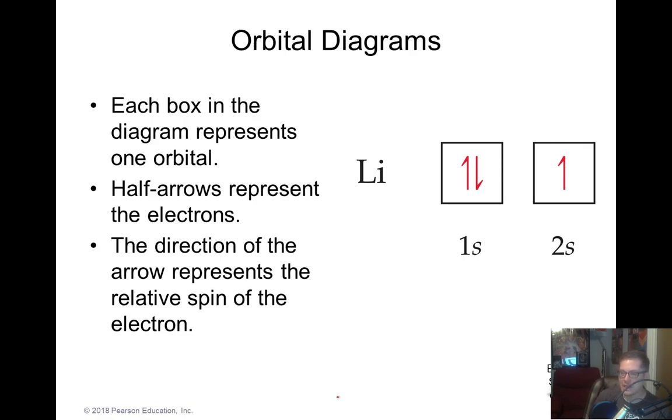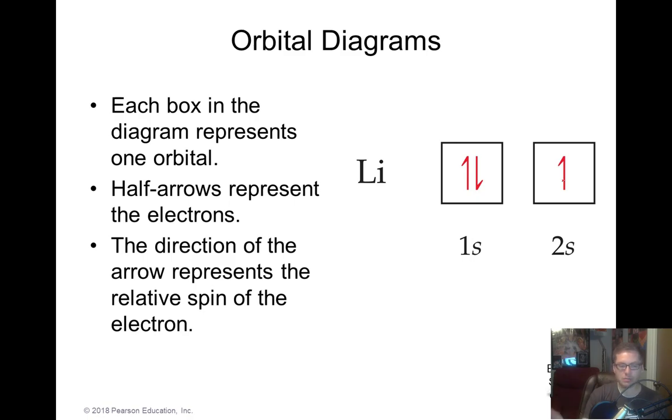All right, so these are called orbital diagrams. Each box represents one orbital. When we can have 2 electrons in there, we draw them in with half arrows, and we either point them up or down to represent the m sub s, or the spin of that electron. A positive 1/2 points up, negative 1/2 points down. So this tells us that for lithium, we have 2 electrons in the 1s orbital and 1 electron in the 2s orbital. And notice, we put one going up, one going down.